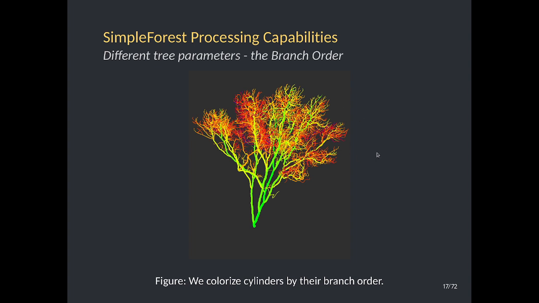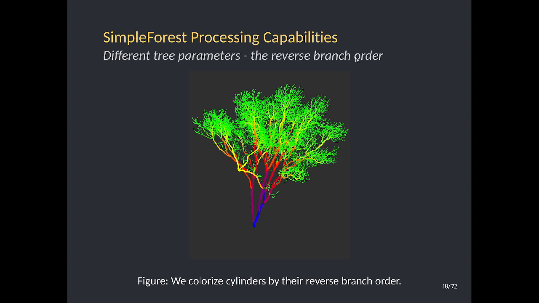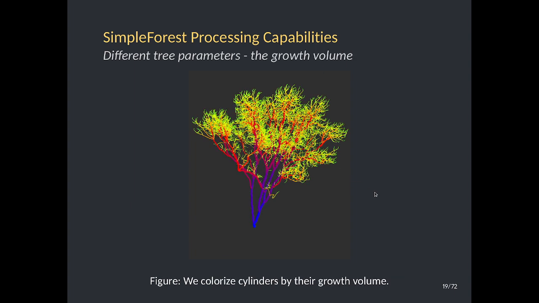So SimpleForest also defines something which is called the reverse branch order. We will see later how it is defined. Now we can see that all the thin structure has the same color. So this is a low reverse branch order, and the root gets a large reverse branch order. We can also visualize with Computree the growth volume. This is a parameter I presented in my 2015 paper, SimpleTree.